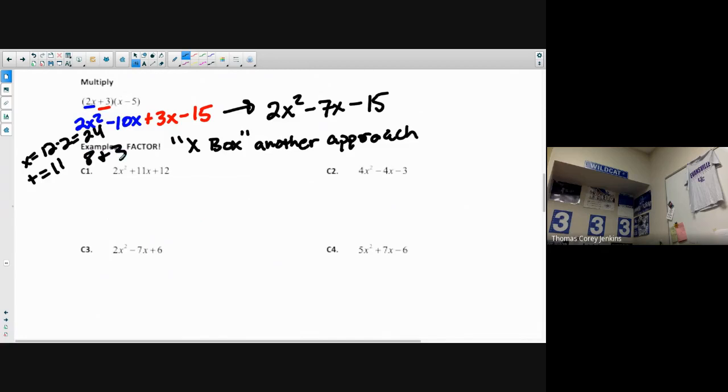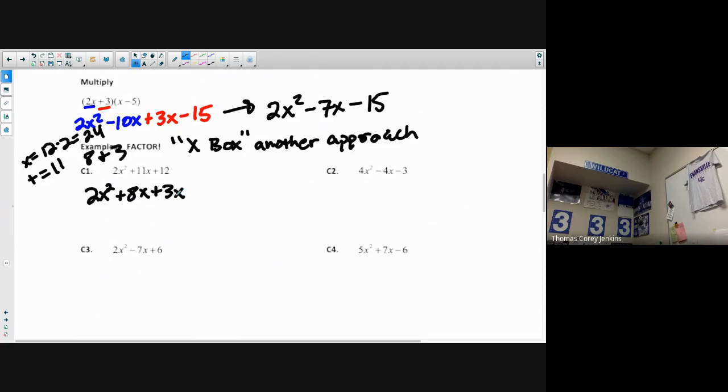All right, so how do we use that then? Basically, what you want to do is split this middle term into 8x plus 3x. So we're going to rewrite this expression as 2x squared. Order doesn't matter here, so we're just going to rewrite 11x as plus 8x plus 3x.